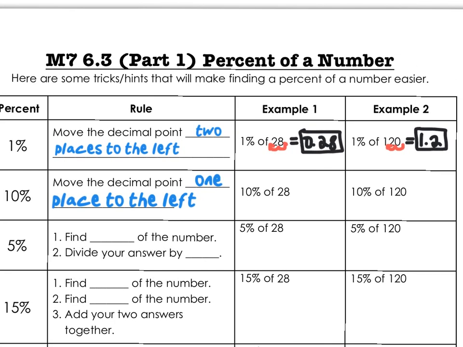To find 10% of 28. Okay, so 10% of 28, you're going to put your pen at the end of 8 and move it 1 time to the left. And so that means 10% of 28 is 2.8. Okay, it's that easy. Oops, let's make sure we have the decimal point. There we go. And then 10% of 120, again, just move it 1 decimal place to the left. Okay, so 10% of 120 is just 12.